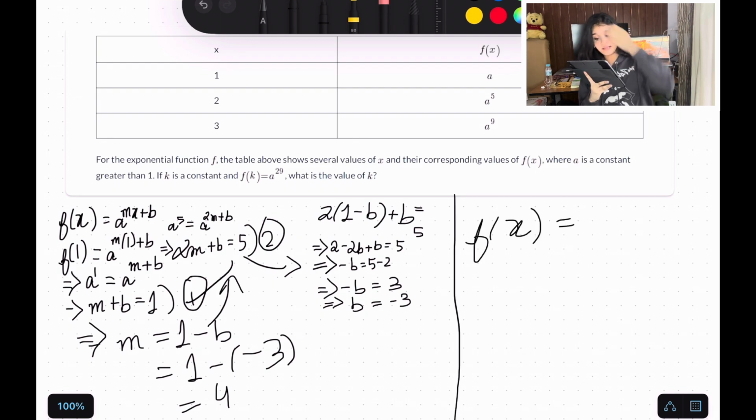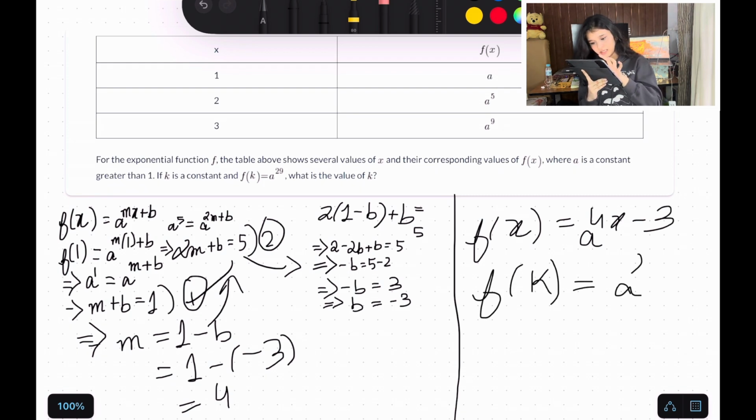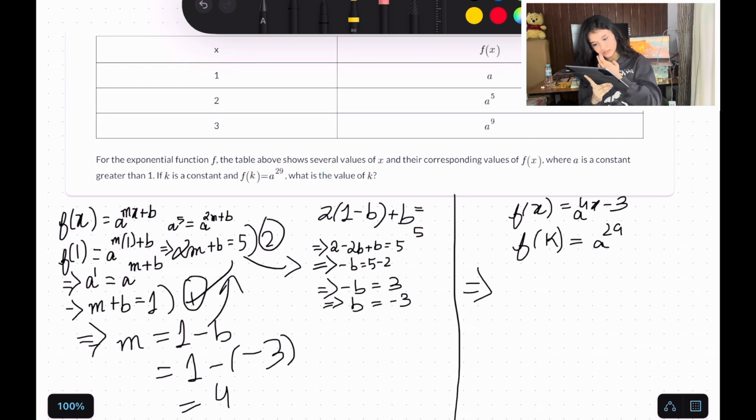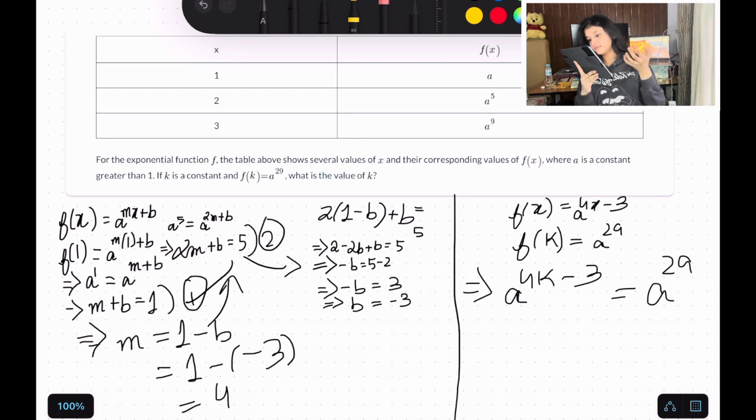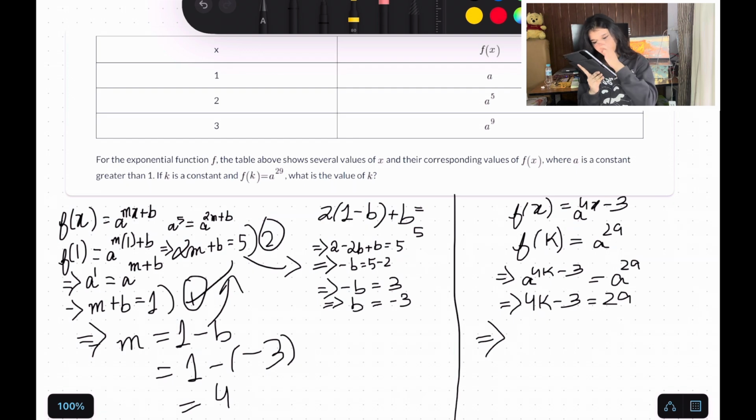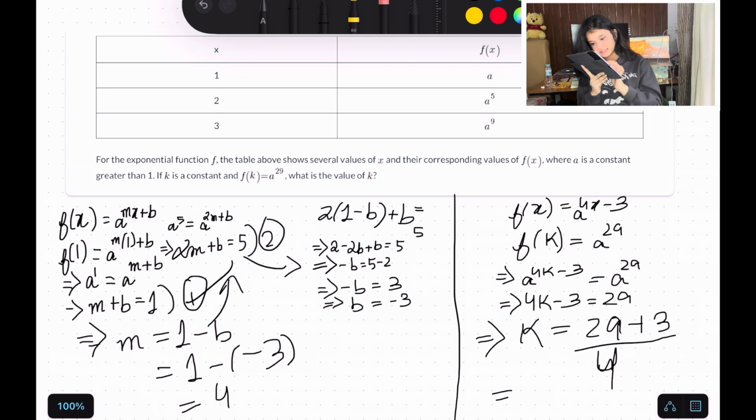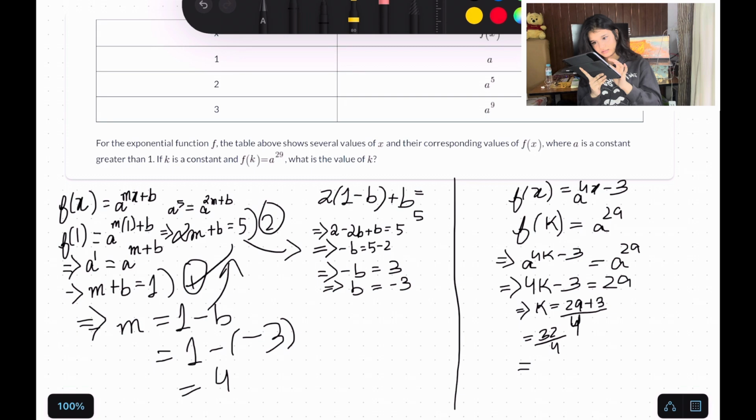Now we have the equation f of x equals a to the power 4x minus 3. We put the value of k, f of k equals a to the power 29, and we get a to the power 4k minus 3 equals a to the power 29, which implies 4k minus 3 equals 29, and that means k equals (29 plus 3) divided by 4, which is 32 divided by 4, and the answer is 8. So we get k equals 8, which is the answer.